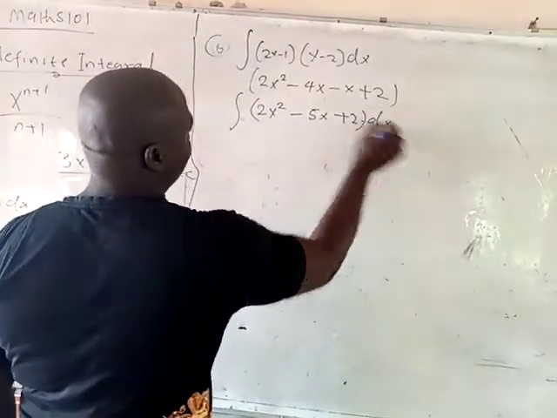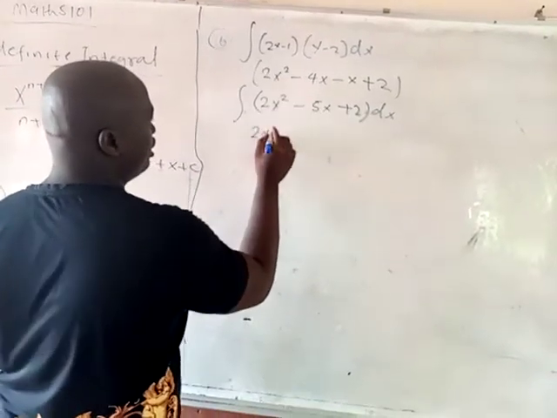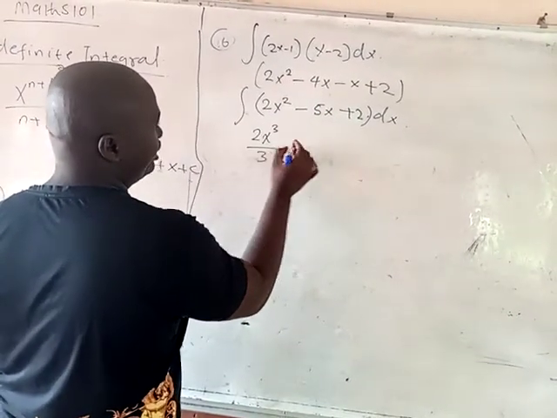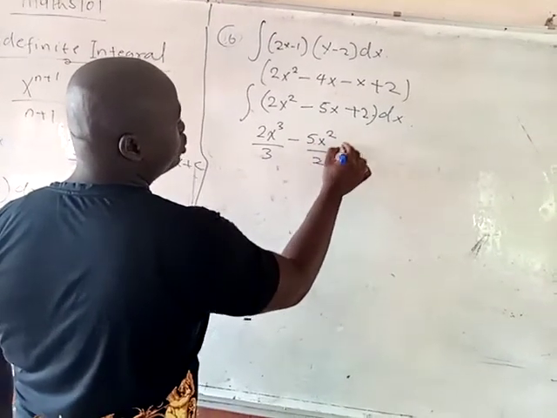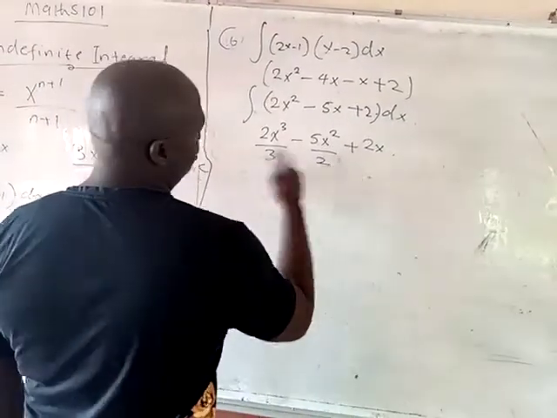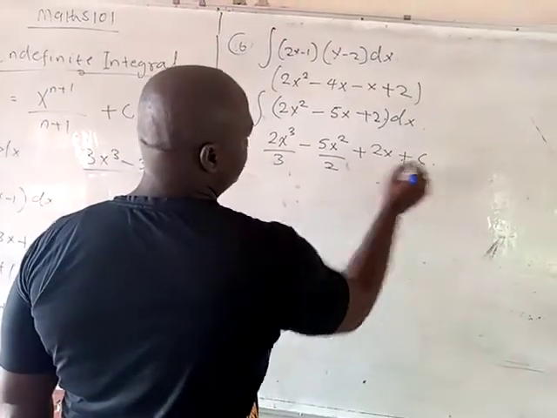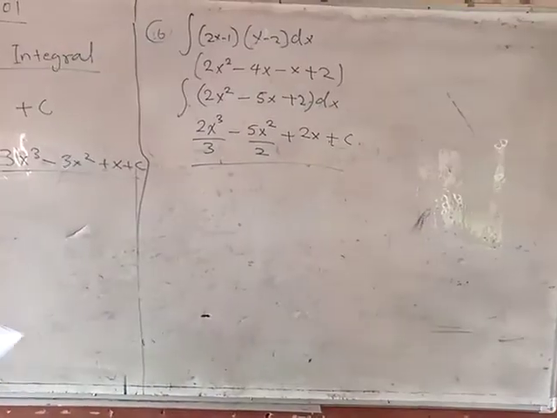Good. Now you can integrate. So this is polynomial. So this is what? 2x raised to the power of 3 divided by 3 minus 5x raised to the power of 2 divided by 2 plus what? 2x, right? So nothing can divide. You add your constant c, and that is the answer. Are you with me, guys?